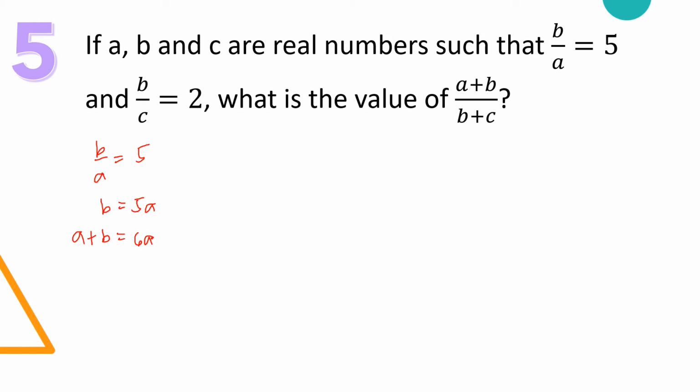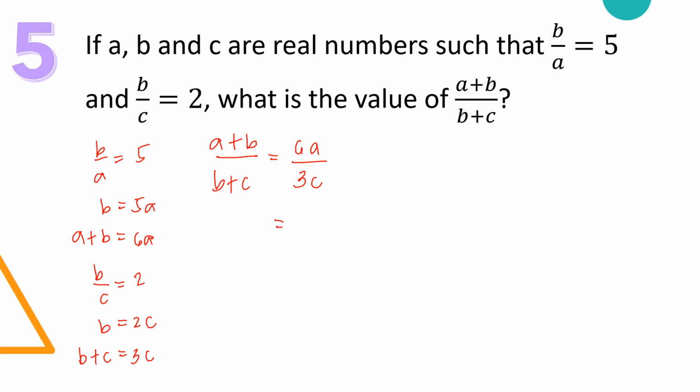Also, we have b over c is equal to 2. Then we have b is equal to 2c. Adding c to both sides of this equation, we have b plus c is equal to 3c. Hence, we have a plus b over b plus c is equal to 6a over 3c, and that is 2a over c.